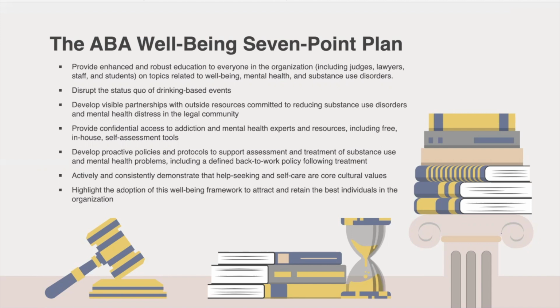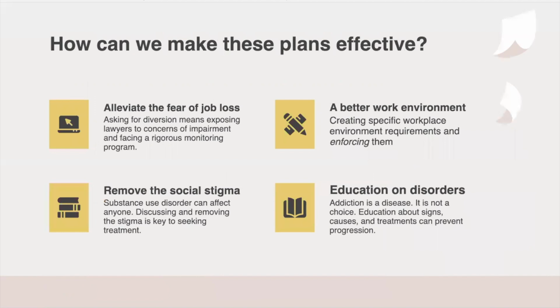The fourth is providing confidential access to addiction and mental health experts and resources, including free in-house self-assessment tools. And the fifth is developing proactive policies and protocols to support assessment and treatment of substance use and mental health problems, including a defined back-to-work policy following treatment. The sixth is actively and consistently demonstrating that help-seeking and self-care are core cultural values. And the last is highlighting the adoption of this well-being framework to attract and retain the best individuals in the organization. So how can we make these plans effective?